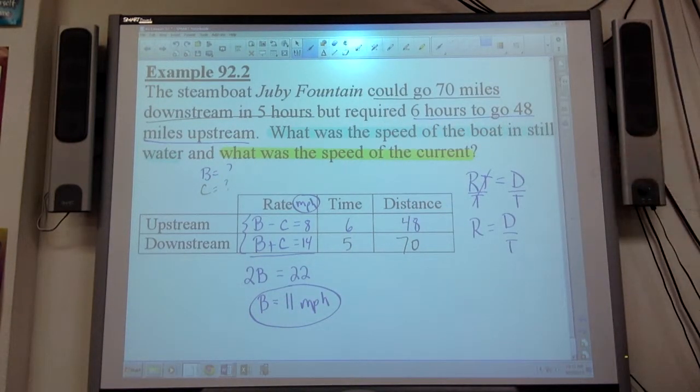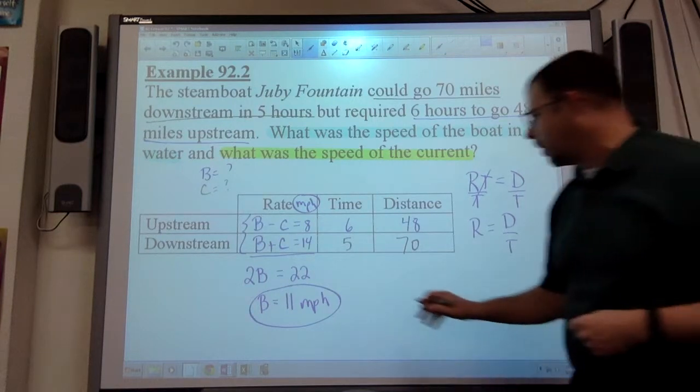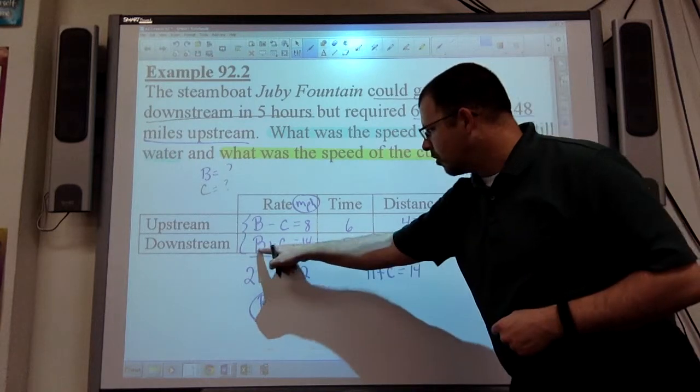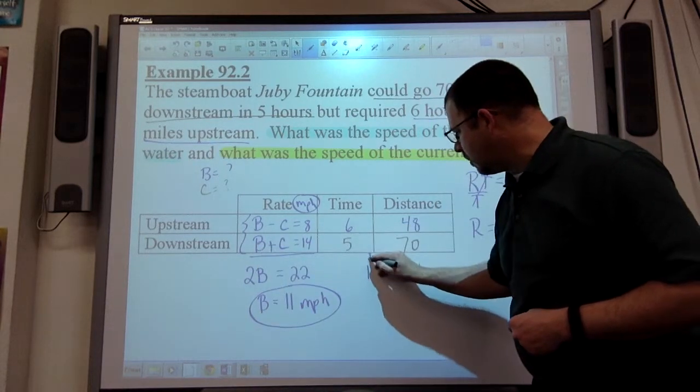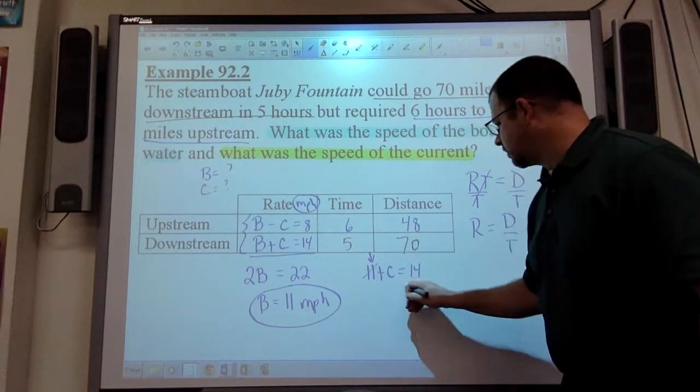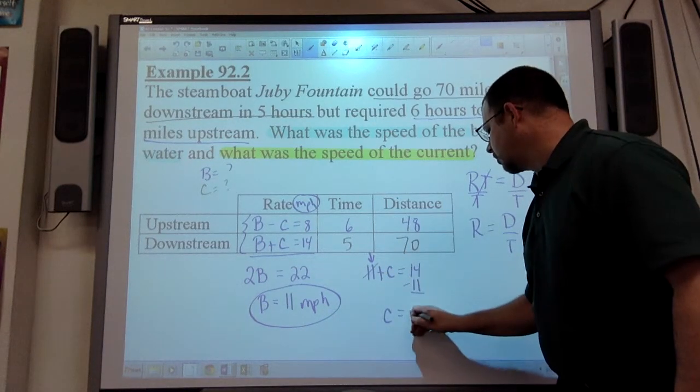I go back to either equation. I'm going to go to the B plus C equals 14. This one here, B plus C equals 14, changing B to 11 because that's what we just figured out. Move the 11 over. That gets me C is equal to 3 miles per hour.